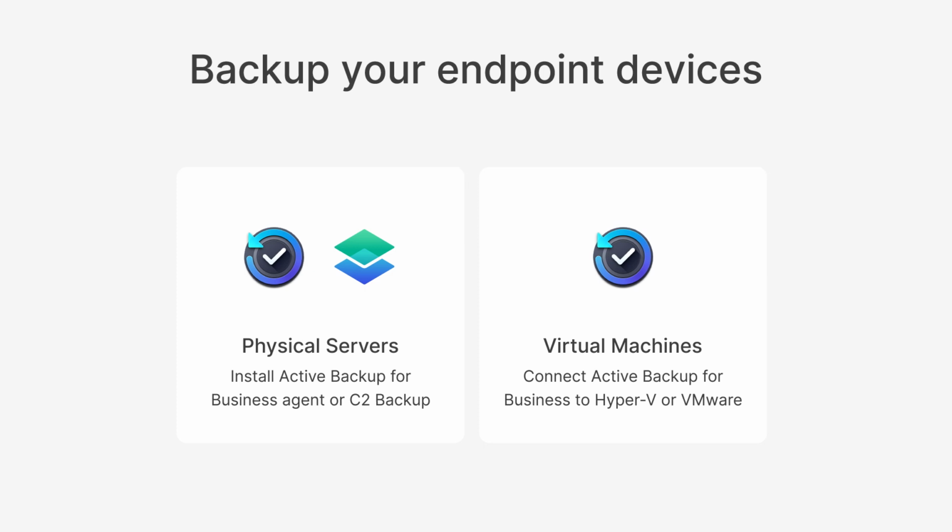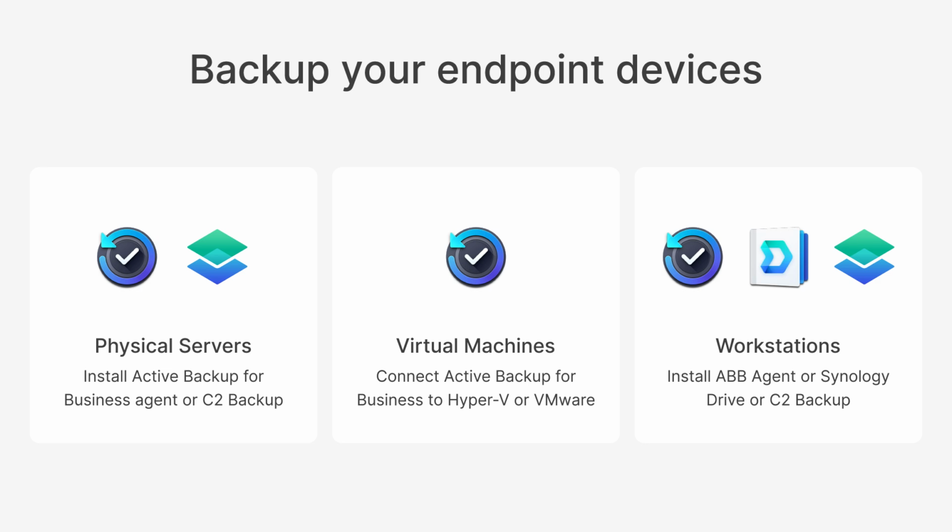Now, for your virtual machines, what you're going to do is you're going to take Active Backup for Business, that instance on your Synology NAS, and you're going to point it directly at your Hyper-V or VMware clusters to back up VMs through that. It is an agentless backup if you're going to use Active Backup for Business for your virtual machines. Now for your workstations, you have the most options in this category. You're going to be able to install your Active Backup for Business agent, kind of like with the physical servers, or you can use Synology Drive for file level sync-based backups, or C2 Backup, which is again another agent you can install directly on your workstations. So you're going to use a mixture of Active Backup for Business, C2 Backup, and Synology Drive to meet your organization's needs in regards to backing up your endpoint devices.